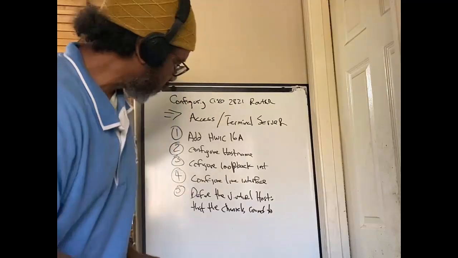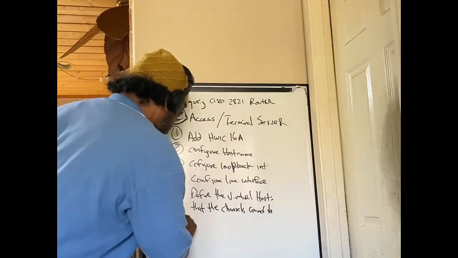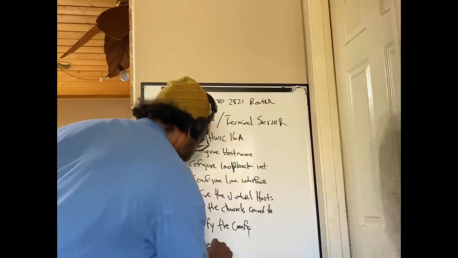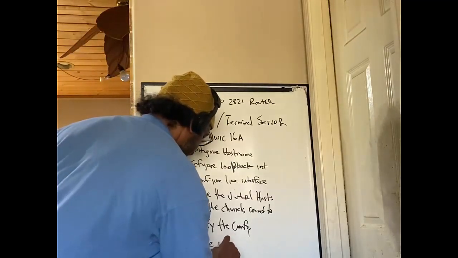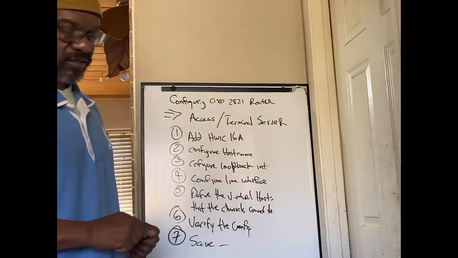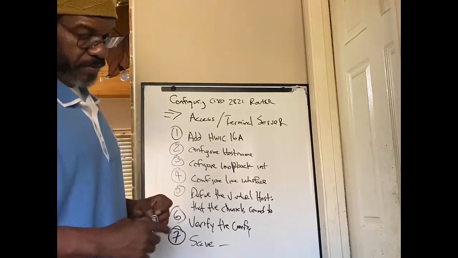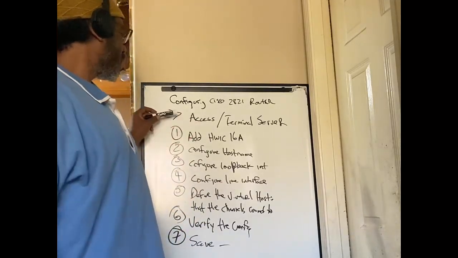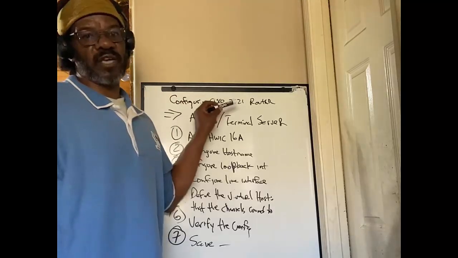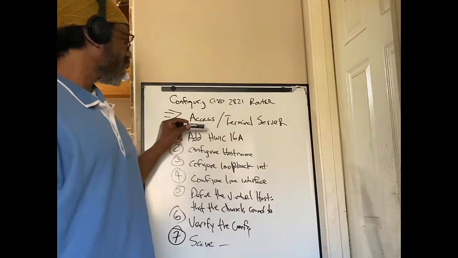Number 6, we're going to verify the config. Number 7, we're going to save. Why? Jesus saves.